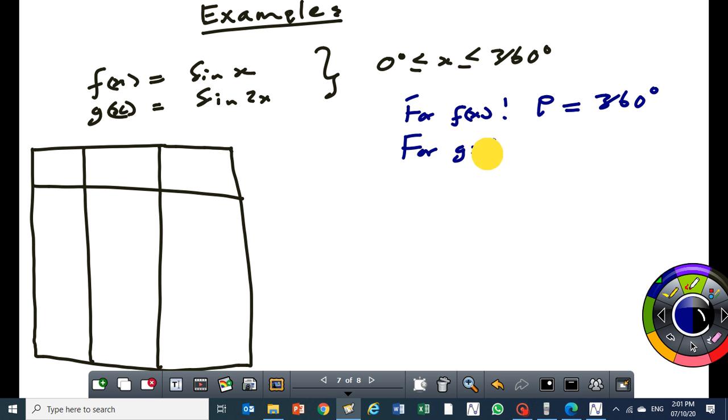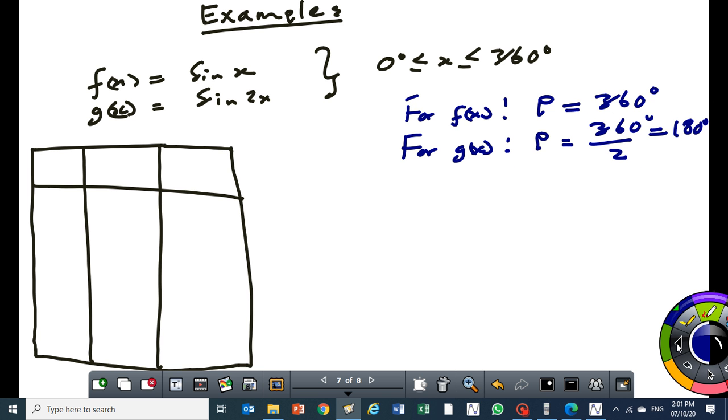For g of x, p is going to be 360 degrees over 2, because the b is 2, so you get 180 degrees. Which means your step for the first one will be 90, of course, but for g of x, the step will be 180 over 4, which gives you 45 degrees. Now, the good thing is, you can use the step for g of x, which is 45 degrees. So if you're using your calculator, you can just use the step of 45 for both of them.